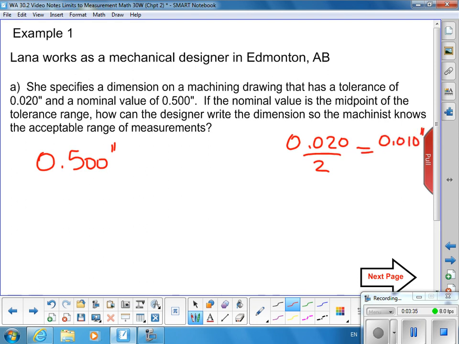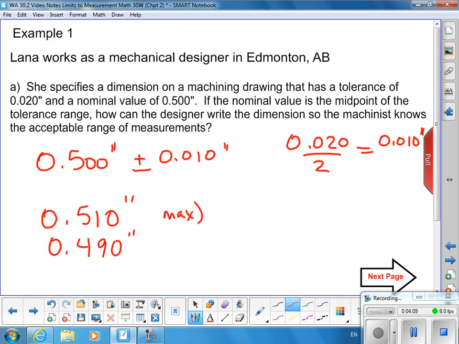because our target range could be plus 0.01 of an inch, or it could be minus it. So you could be higher by 0.01 or you could be lower by 0.01. Okay, that's one way to write it. Second way to write it, we could actually write it as values. So this could be 0.510 of an inch or 0.490 of an inch. This would be the max value and this would be the min value.